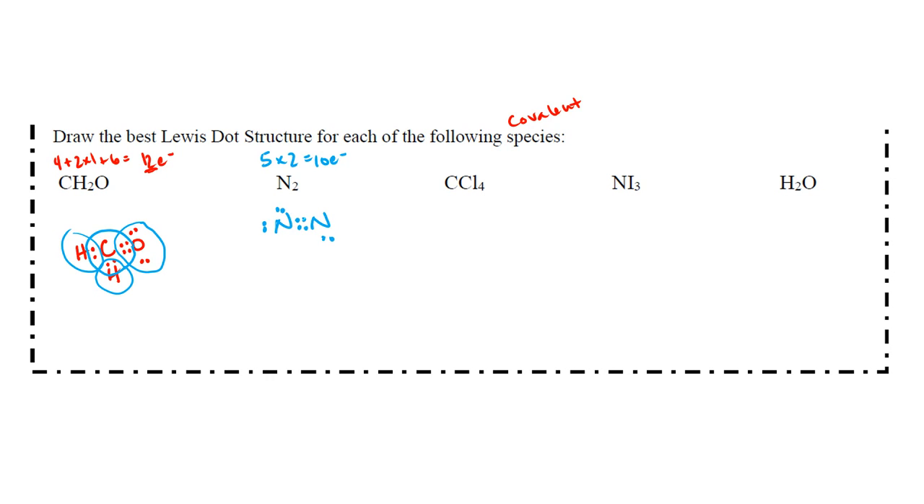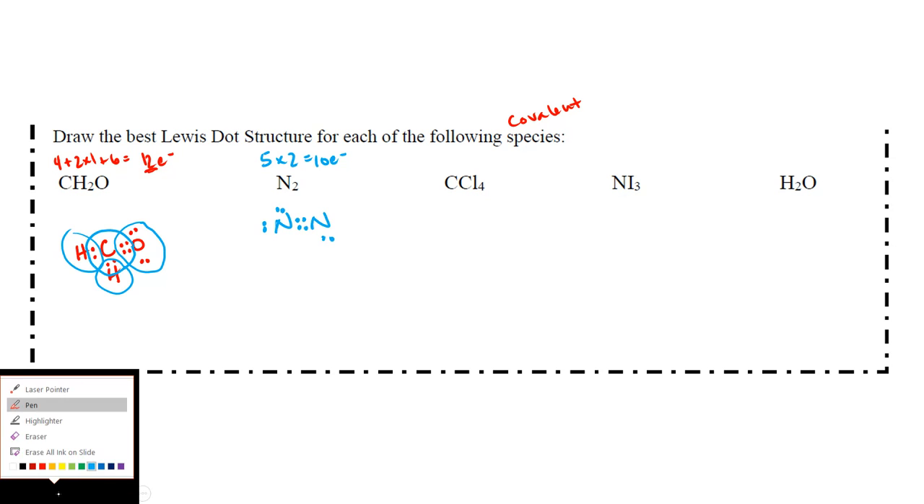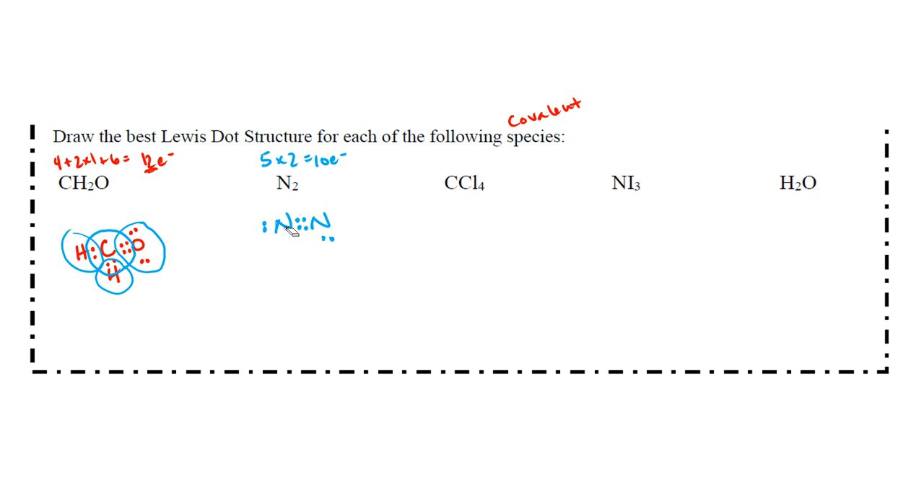So he has 2, 4, 6, 8. He has 2, 4, 6. Closer, but we're not quite there yet. So I'm going to erase another one of those pairs. And we're going to share a third chunk in there. So now he has 2, 4, 6, 8, and this nitrogen also has 2, 4, 6, 8. This is a 1, 2, 3 triple bond. This guy was a double bond, and of course these are both single bonds.